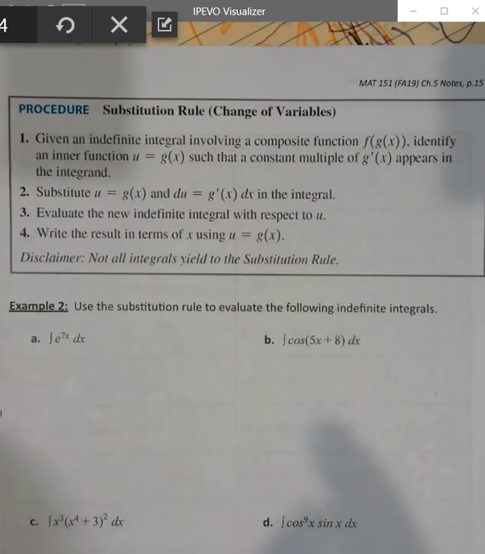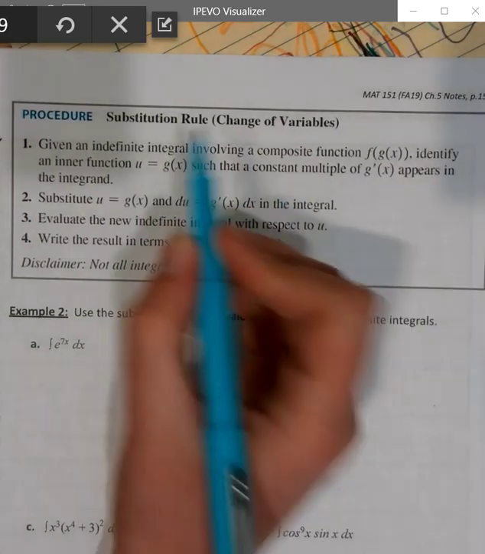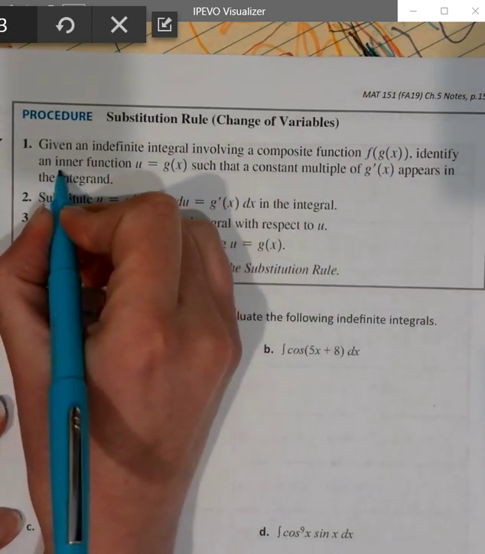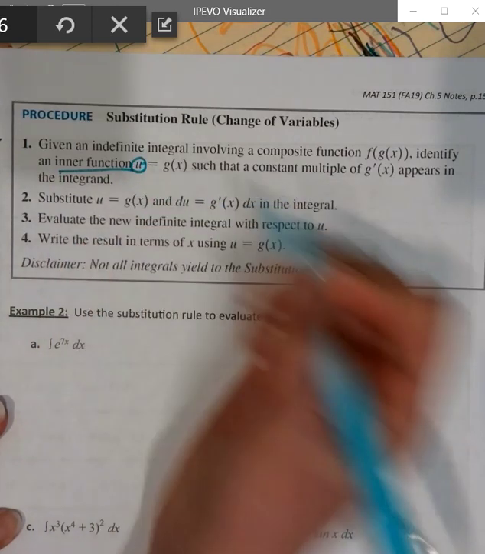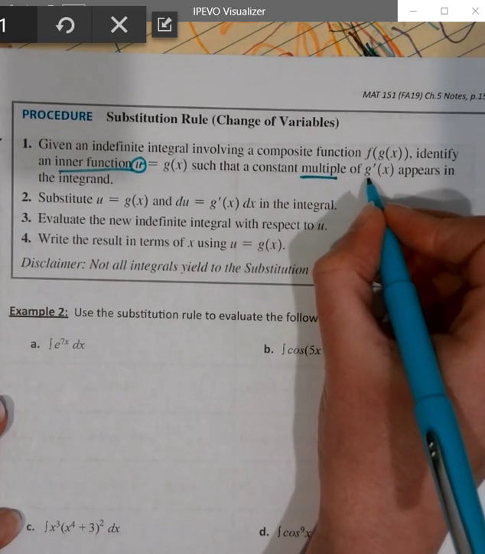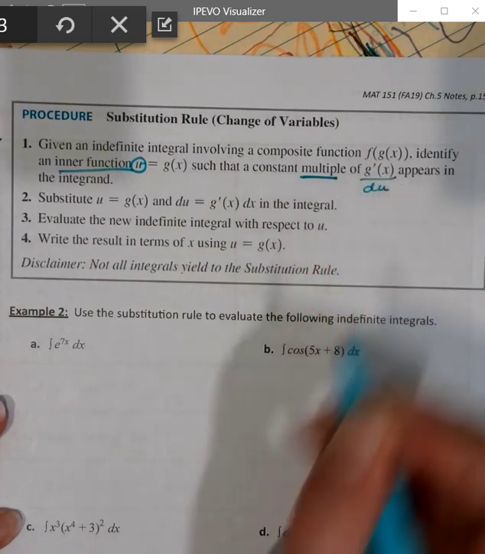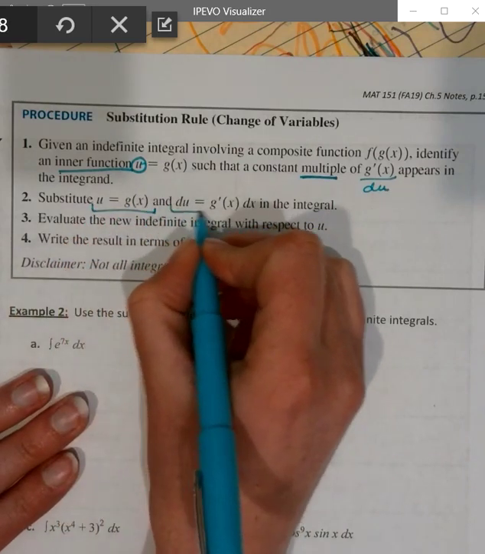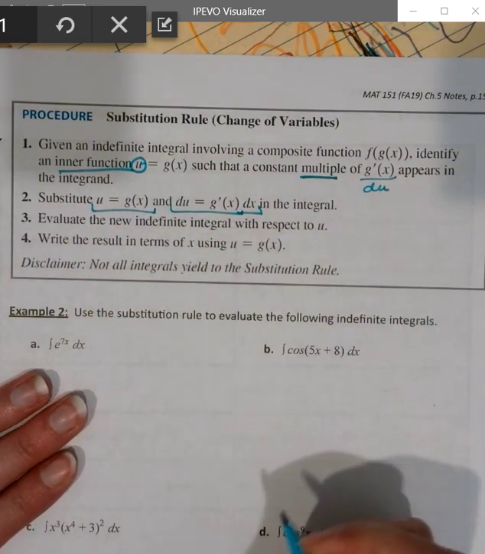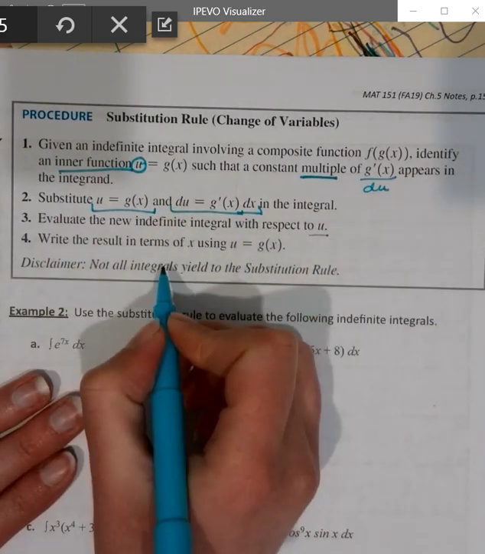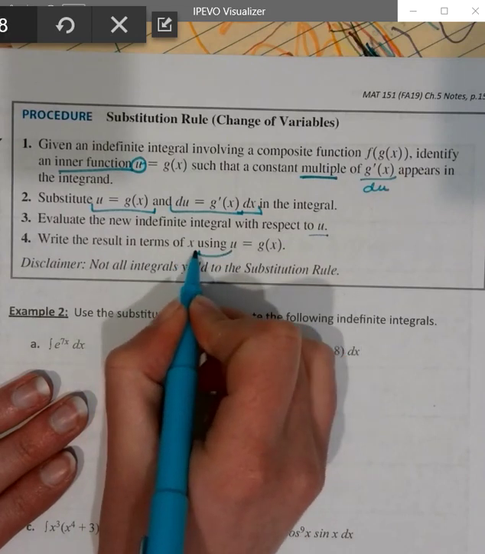Here is our procedure for substitution, also called change of variables. So given an indefinite integral of a composite function where I have an inside, I want to first of all identify my inner function, which we're going to call u. It's our g of x function, such that a constant multiple of the derivative, g prime of x or du, appears in the integrand. Then I'm going to substitute both u equals g of x and du equals g prime of x dx into the integral. So we get rid of the dx with the du. Evaluate the new integral with respect to u, and then write back in terms of x by subbing back in for u.